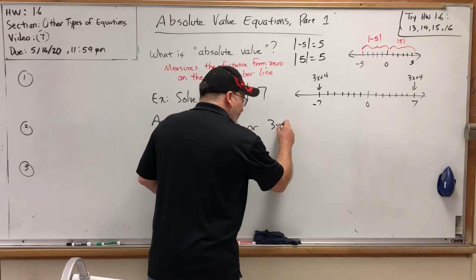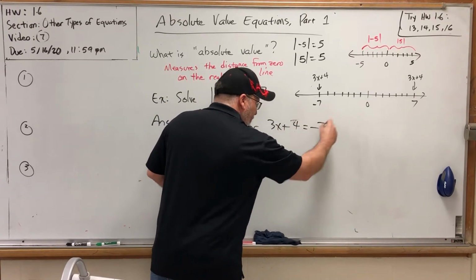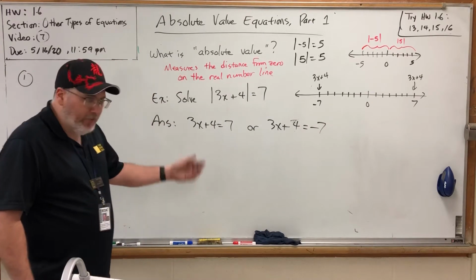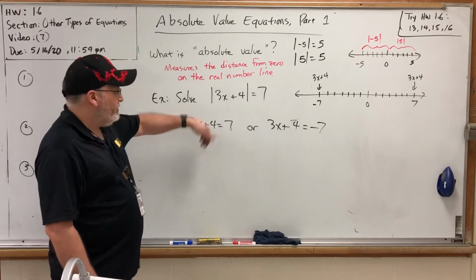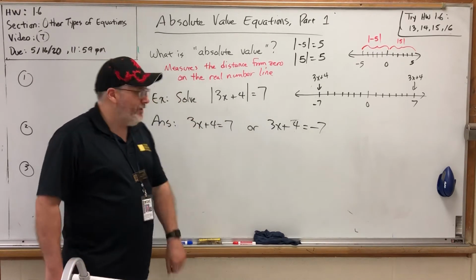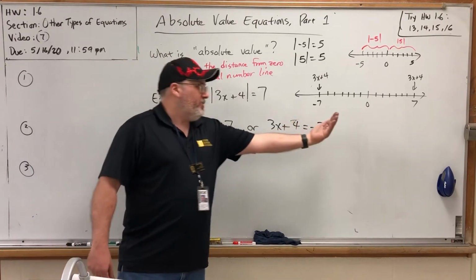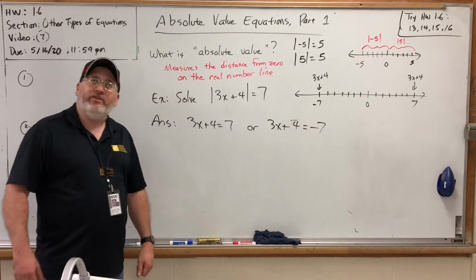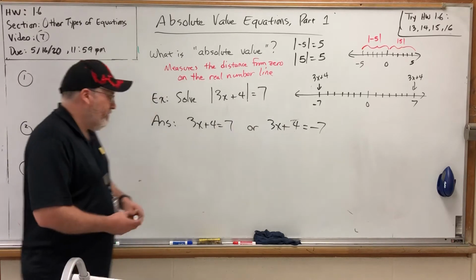So what that means is that the thing inside of here is either 7, or the thing inside, which is 3x plus 4, is equal to -7. Now, we don't need a picture to set this up, but the picture kind of justifies why we set it up that way, because it's saying this expression is 7 spaces away from 0. So it's either to the left 7 and it's equal to -7, or it's to the right 7 and it's equal to +7. Now, we can solve these pretty quickly, so we'll do that in just a moment.